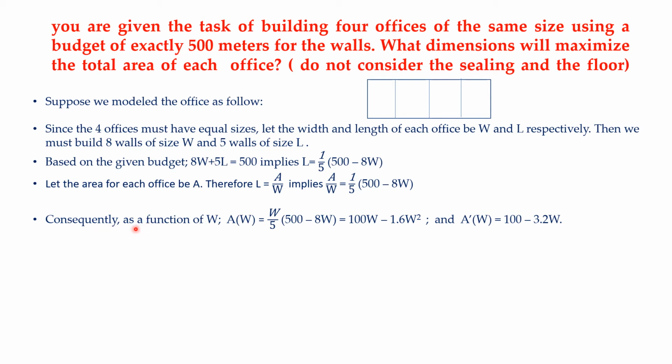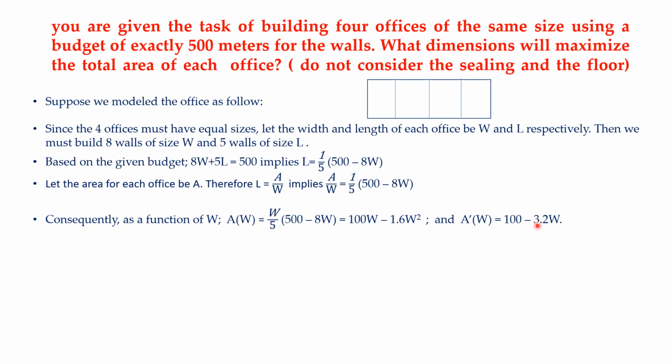So as a function of W, A of W equals W divided by 5 multiplied by 500 minus 8W. If we take 1/5 inside the parentheses, we get 100W minus 1.6W squared. Since we're looking for maxima, we have to equate the derivative to 0. So first we get the derivative of A of W. A prime of W gives us 100 minus 3.2W.